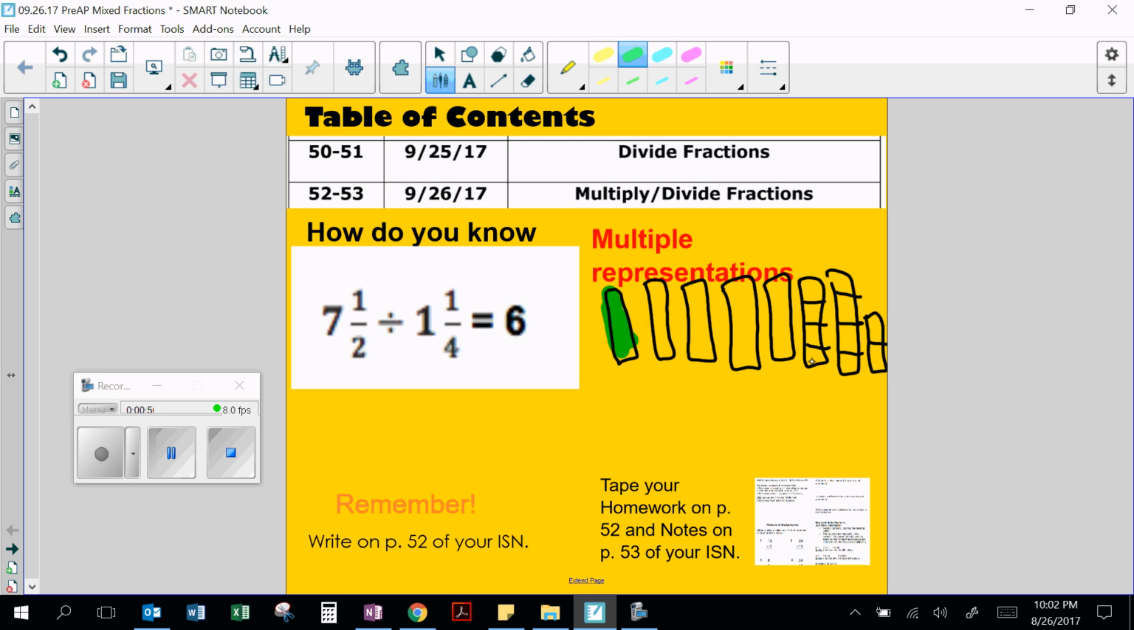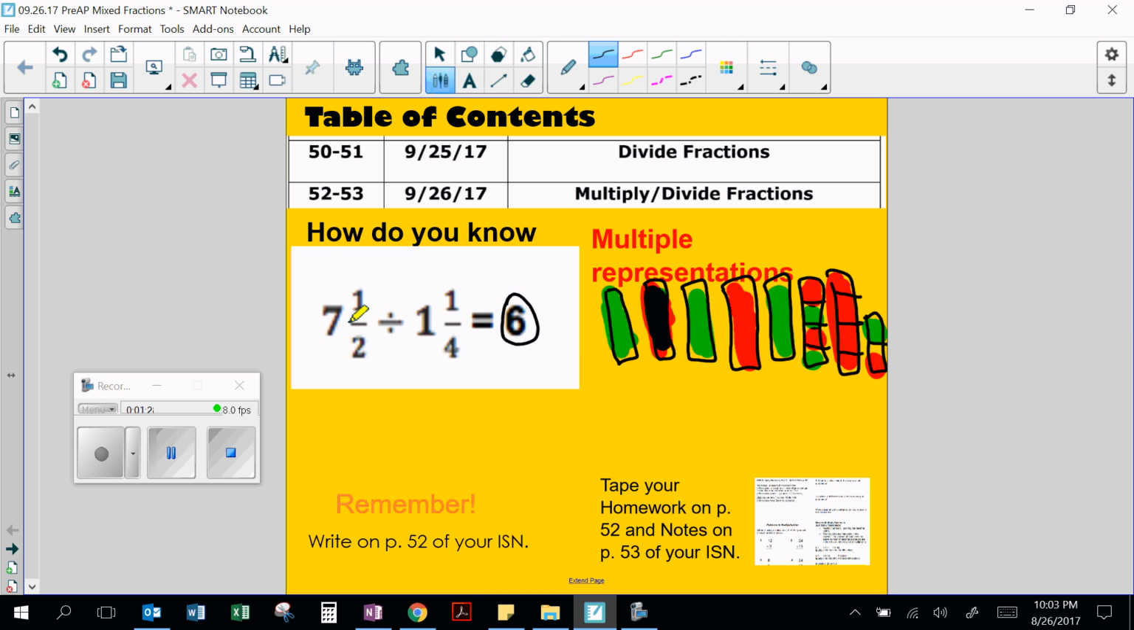one group of 1 1/4. Two groups of 1 1/4. Three groups of 1 1/4. Four groups of 1 1/4. Five groups of 1 1/4. And I see my last group, 6 groups of 1 1/4. So the answer is 6.